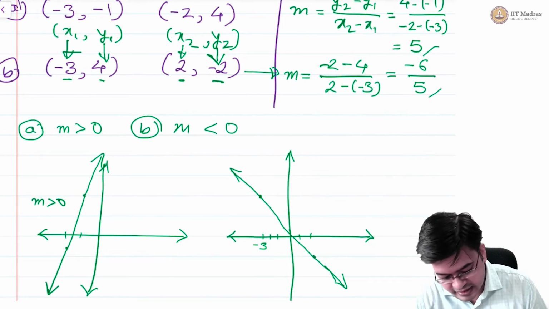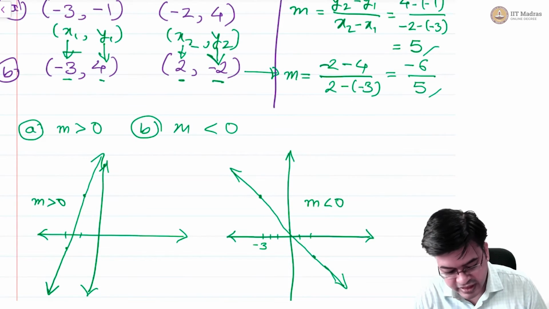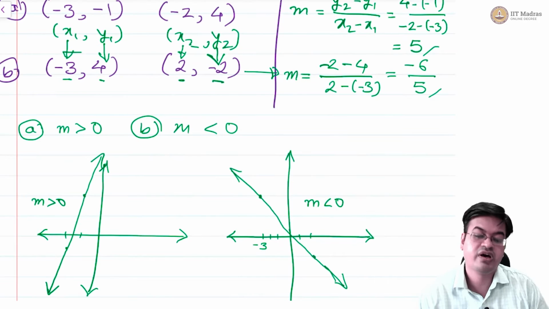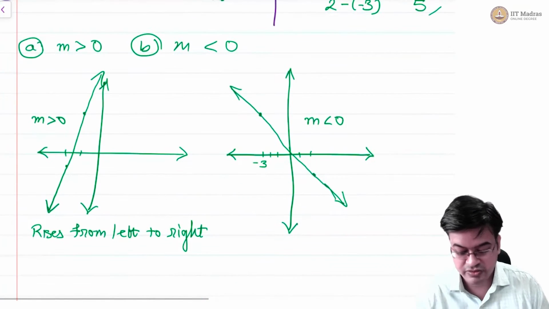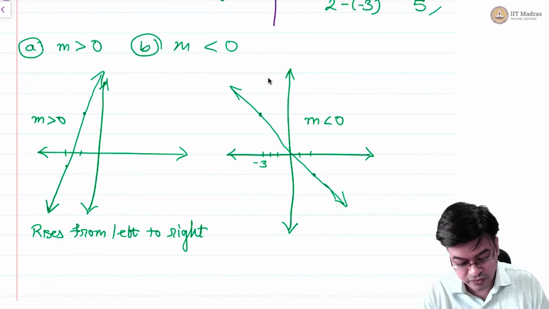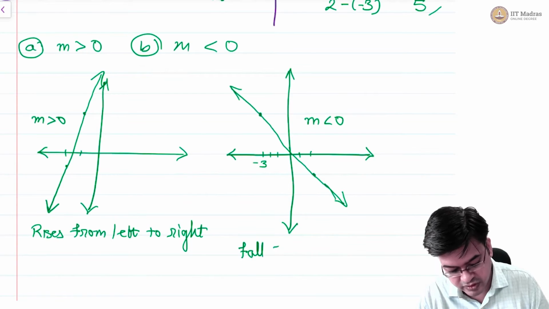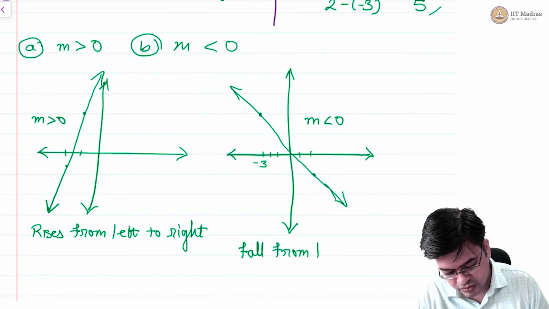Now this line has a negative slope. That means it is rising from right to left. So you can also write this as it falls from left to right.